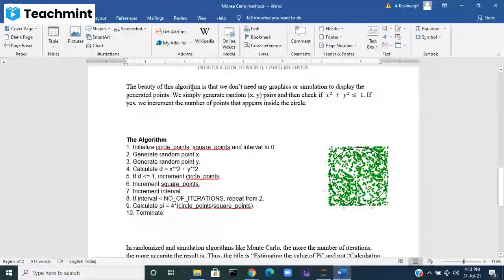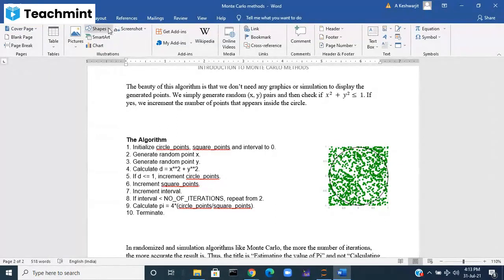The beauty of this algorithm is that we do not need any graphics or simulation to display the generated points. We simply generate random x, y pairs and then check if x square plus y square is less than or equal to 1. If yes, we increment the number of points that appear inside the circle.